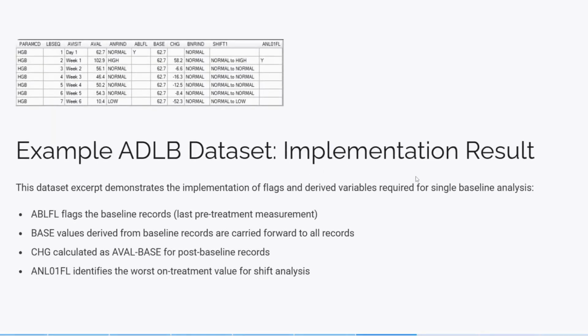And the example ADLB dataset implementation results demonstrate the implementation of the flags and derived variables required for single baseline analysis. So the analysis baseline flag marks the baseline records, the last pre-treatment measurements. Base values derived from the baseline records are carried forward to all records. The change is calculated as AVAL minus BASE for post-baseline records, and the ANL01FL flag identifies the worst on-treatment value for shift analysis.